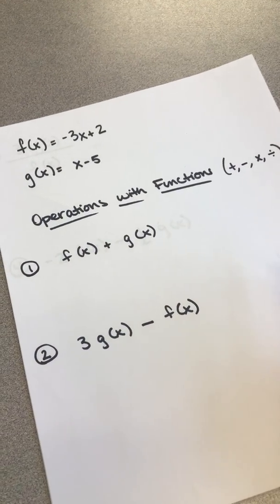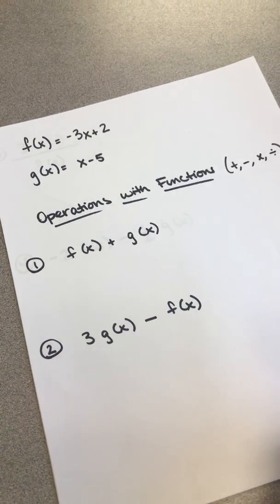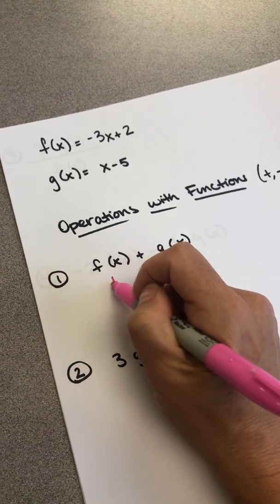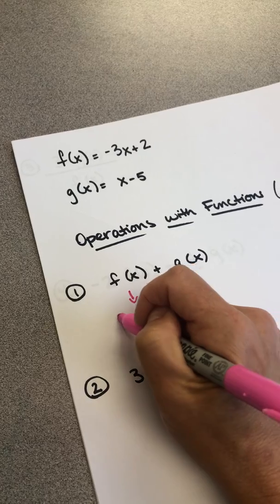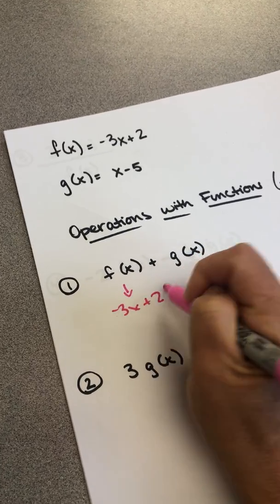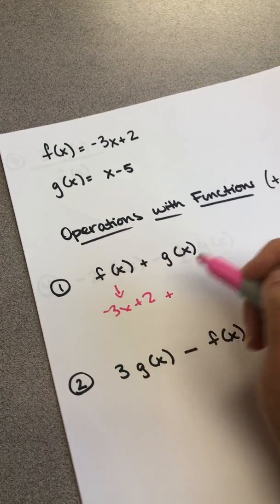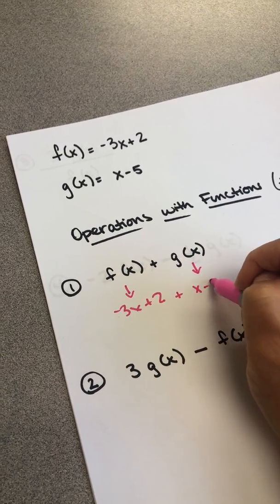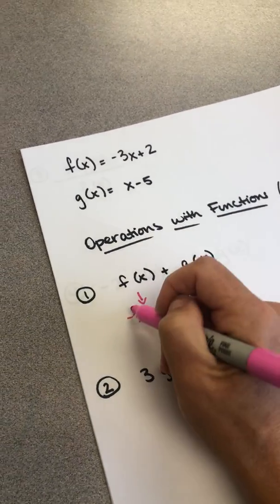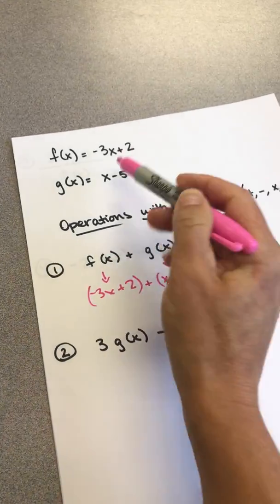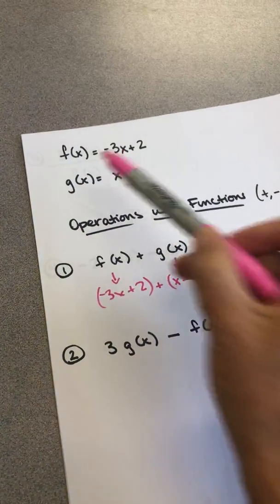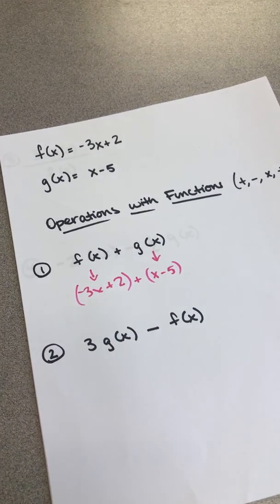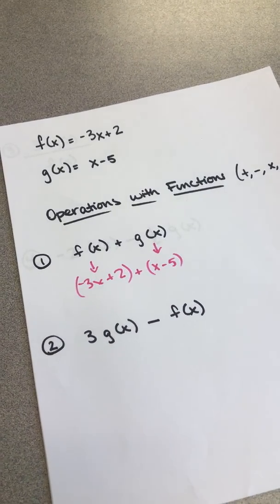Looking at our very first example, it's just saying f of x plus g of x. Now when you see f of x, we know we can replace that with negative 3x plus 2, plus our g of x, which is just x minus 5. So all we did there was replace f of x with negative 3x plus 2 and g of x with x minus 5. Once you get here, this is an expression, so you can just simplify your expression.